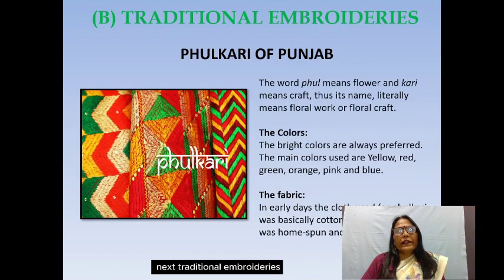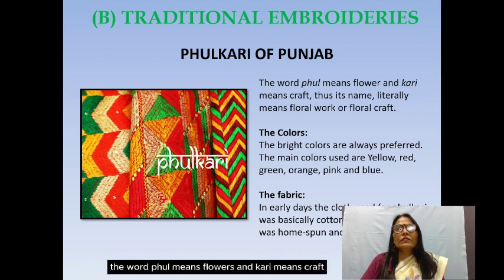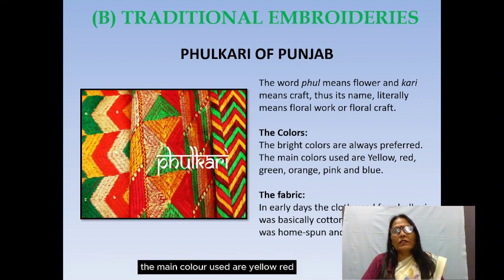Next, traditional embroideries. First of all, we come to Fulkari of Punjab. The word phul means flowers and kari means craft. Thus, its name literally means floral work or floral craft. Bright colors are always preferred. The main colors used are yellow, red, green, orange, pink, and blue.